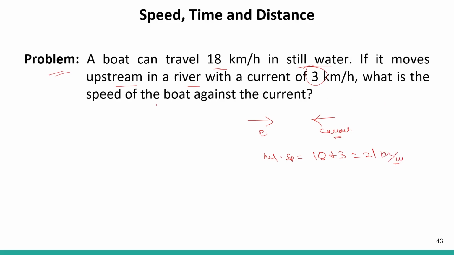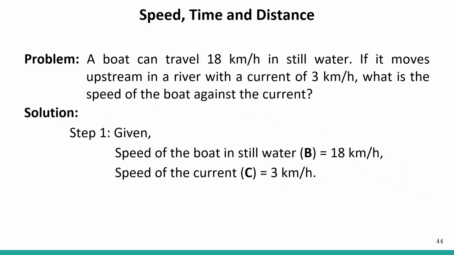Okay, so what is the speed of the boat against the current? Okay, so against the current, the speed of the boat will be equal to what? It will be 18 minus 3. Okay, that is equal to 15 kilometer per hour.